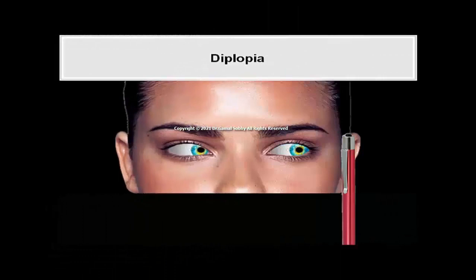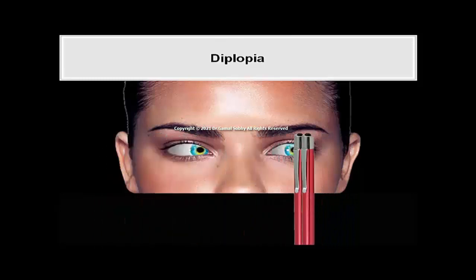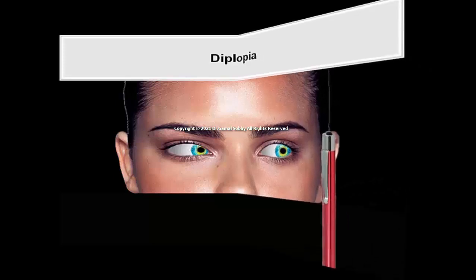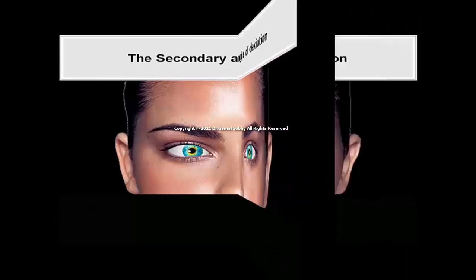Another diagnostic symptom of recent paralytic strabismus is diplopia in the field of action of the paralyzed muscle, as in right lateral rectus muscle paralysis. In paralytic strabismus, the secondary angle of deviation on fixating with the paralyzed eye is greater than the primary angle of deviation on fixating with the sound eye.